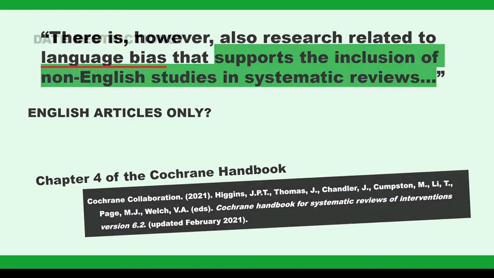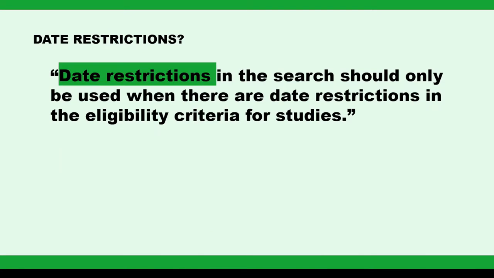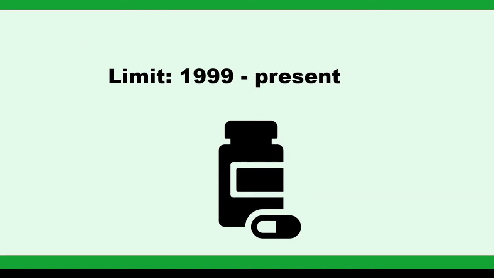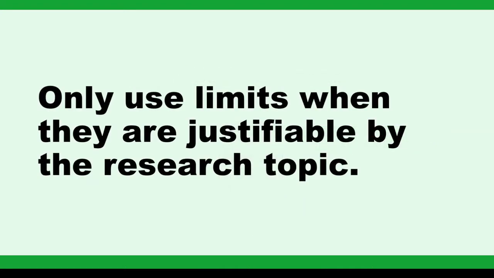Date limits on searches should be justified. If you are investigating the effectiveness of an intervention that did not exist until 1999, then it makes sense to limit your search to 1999 and onward. However, if you aren't sure when the intervention came about, or if your topic is slightly more ambiguous, it does not make sense to impose a date limit on your systematic search.